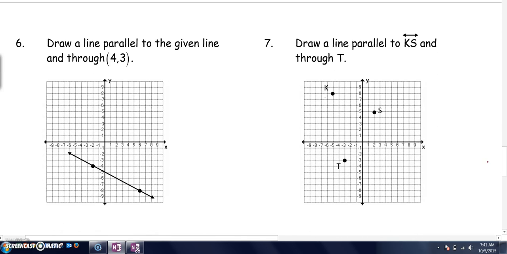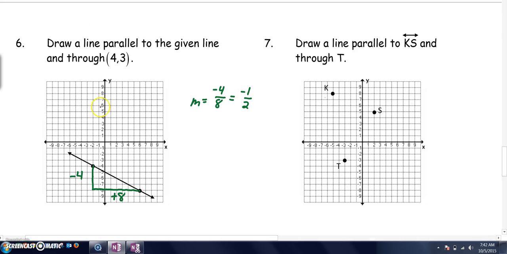Number 6, draw a line parallel to the given line through the point 4, 3. So first thing I want to do is I want to find the slope of this line. So this has a negative slope because it's falling from left to right. So my slope is down 4, over 1, 2, 3, 4, 5, 6, 7, 8. So my slope is -4/8, which reduces to -1/2.